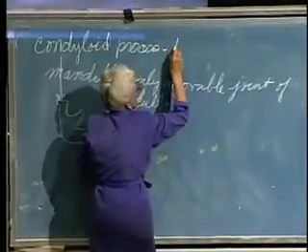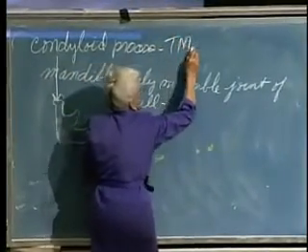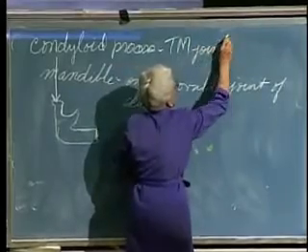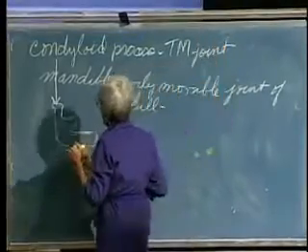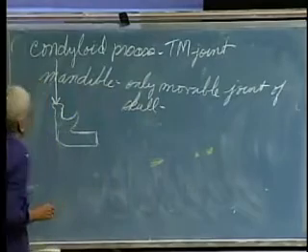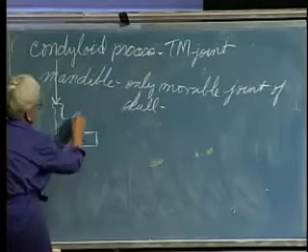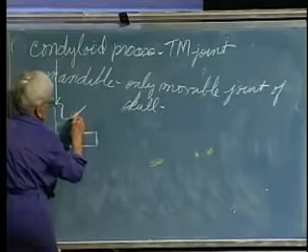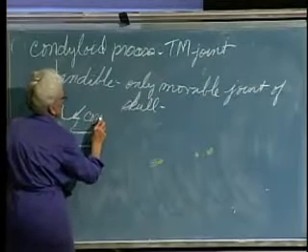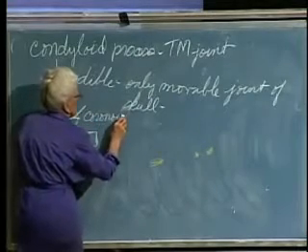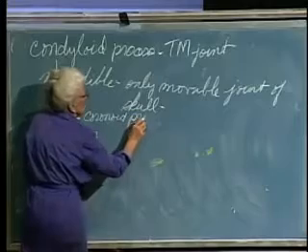And it forms the TM joint, your temporal mandibular joint that we had before. This is the coronoid process.